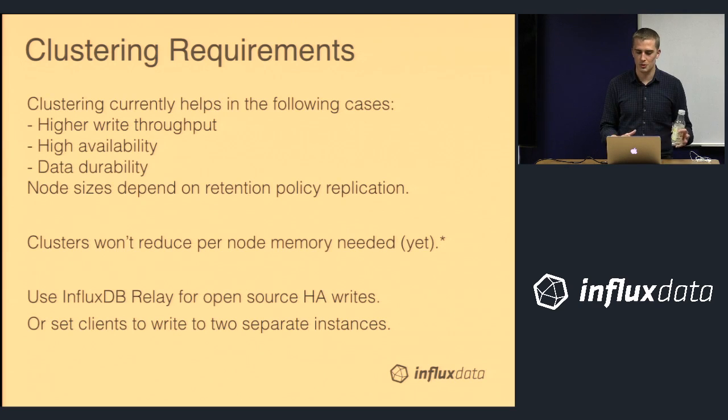And there are some open source ways to get high availability, specifically using InfluxDB Relay or setting your clients to write to 2 instances at once. And in those cases, you'd pretty much want to use the same sizing that you would use for a single node.